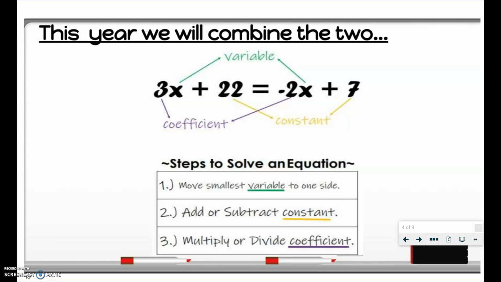So we have a variable on both sides. The first thing we need to do is move the smallest variable to one side. The reason we move the smallest variable is so that you don't have to deal with a negative coefficient. Once we move our variable to one side, we're going to add or subtract our constant and then multiply or divide our coefficient.